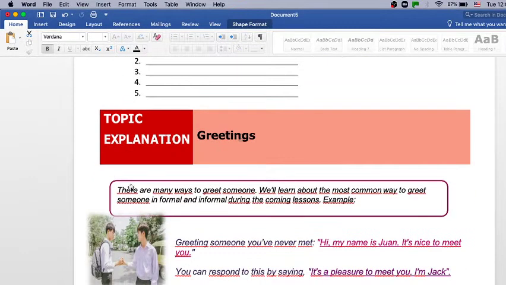Topic explanation. There are many ways to greet someone. Here, I'm going to teach you the basic or the most common ways, either formal and informal, to greet someone. Here, I'm giving you an example. First, hi, my name is Juan. You introduce yourself first. It's nice to meet you. And just a pronunciation tip. When you is after the T, you is pronounced ch, meet ch. It's nice to meet you. And a way to respond to this is, it's a pleasure to meet you. I'm Jack.